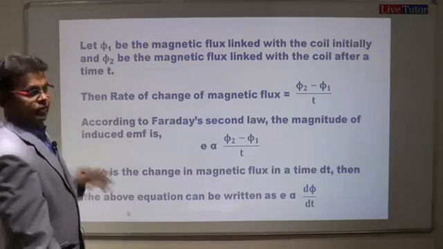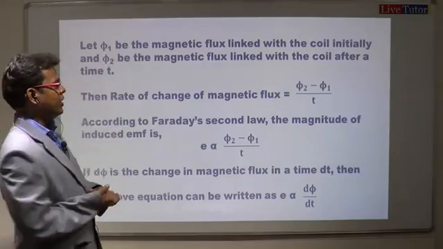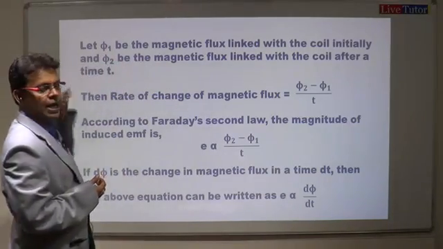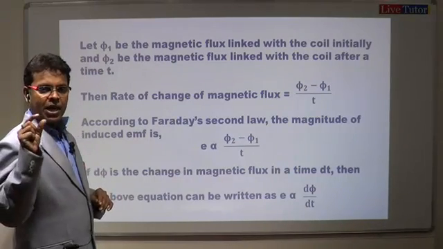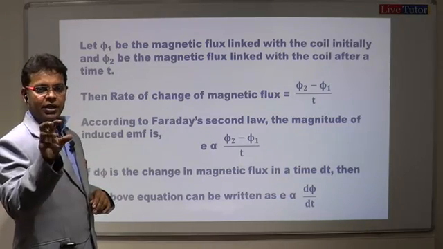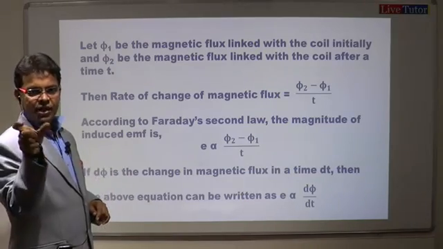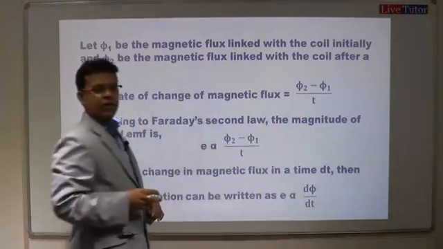Let us see now. Suppose assume that phi 1 is the magnetic flux linked with the coil initially and phi 2 be the magnetic flux linked with the coil after time t, right? ஒரு particular time நம்ம உள்ள அந்த magnetஐ போயிட்டு வெளியில எடுத்துட்டு வரோம் இல்லையா, அந்த time தான் t ன்னு சொல்றோம் வச்சுக்கோங்க. பிகினிங்ல இருக்கிறது phi1, final flux phi2. So what is the change in the flux? phi2 minus phi1. Final flux minus initial flux. எவ்வளவு time எடுத்துக்கிட்டோம்?